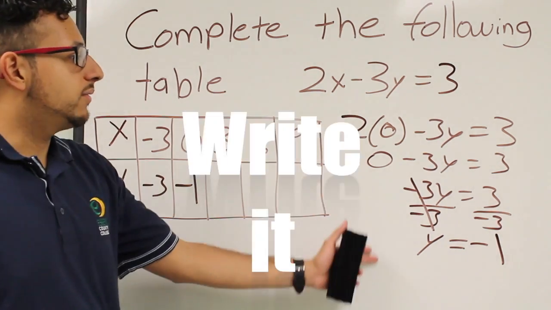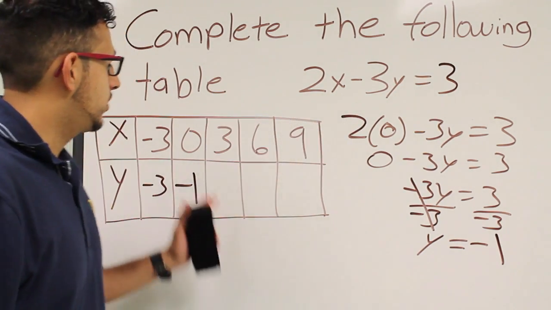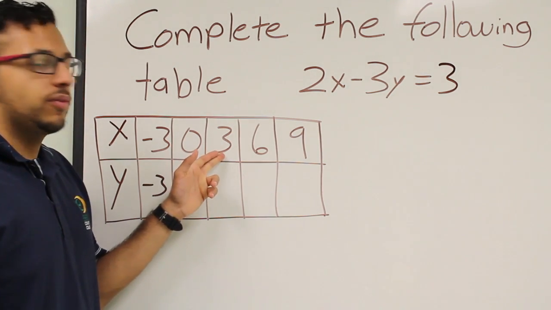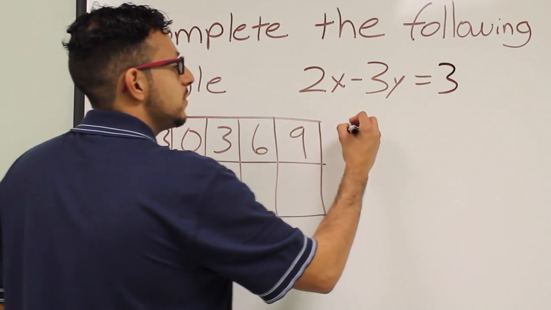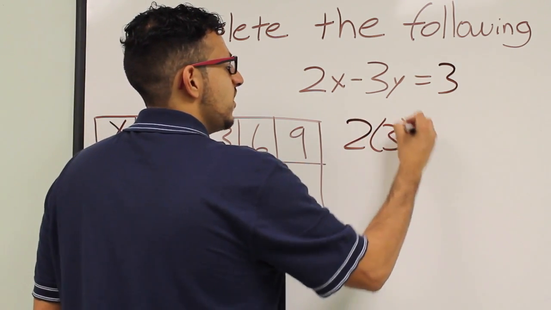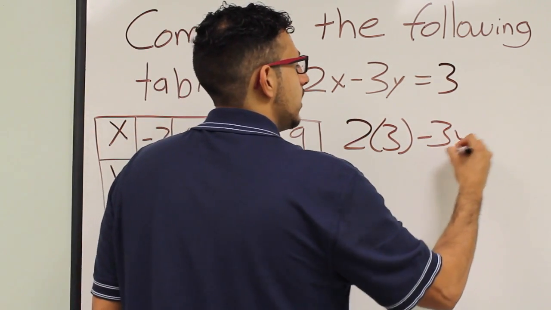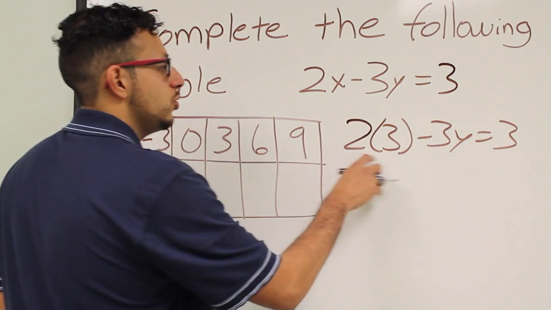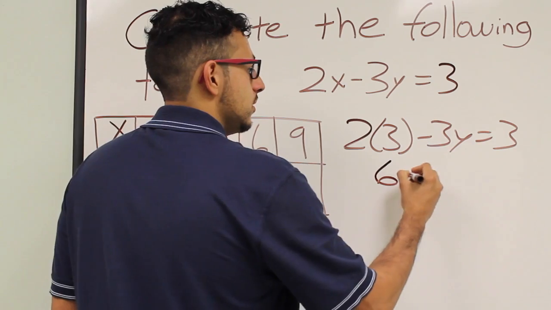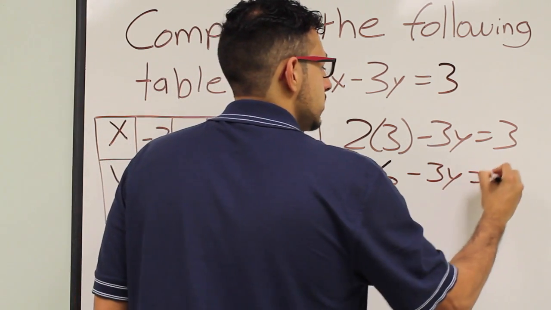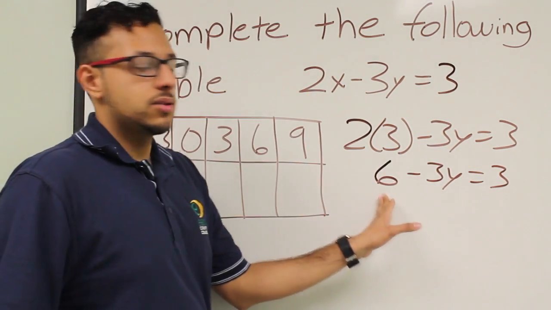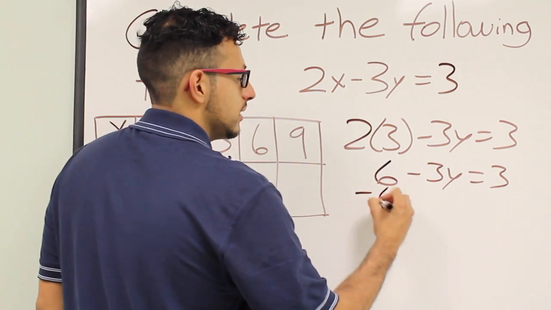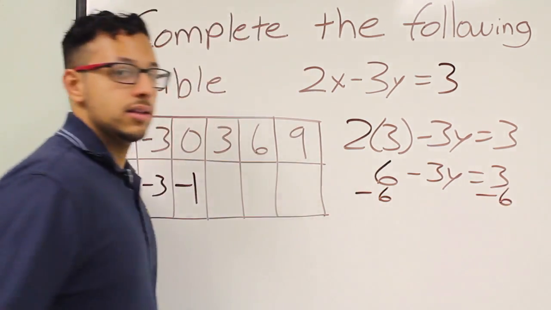Now again, make sure you have this written down, because we're going to continue with x being 3. So now we're going to plug in 3 for x and solve for y. So this becomes 2 times 3 minus 3y is equal to 3. So now we have to solve for y. So 2 times 3 is 6 minus 3y is equal to 3. Now we got to move this 6 over to this side. So since this is positive, we have to subtract 6 to both sides.